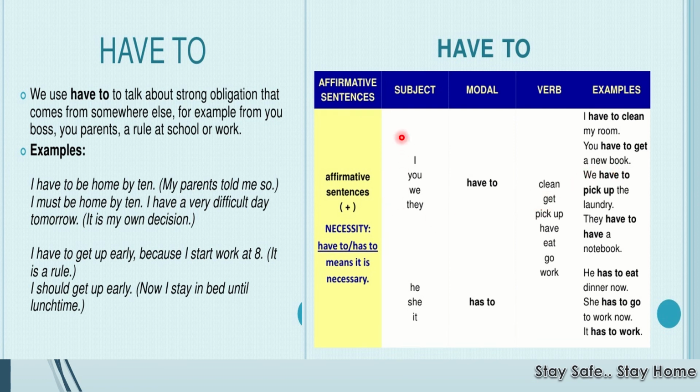So guys, subject, have to, verb. Subject, has to, verb, as it says in this sentence: he has to eat dinner now. We didn't say he have to, because have to, we said it comes with the plural. Has to is with the singular, right? And this is the affirmative sentence.